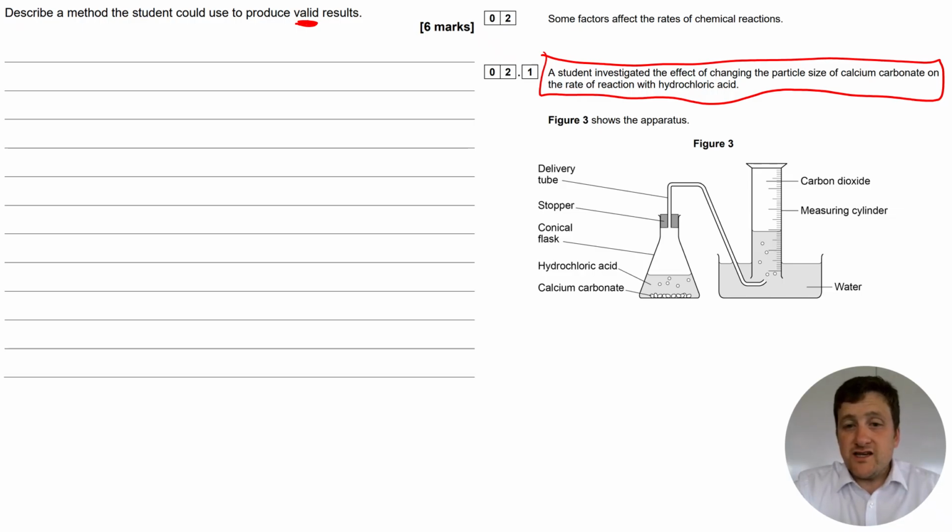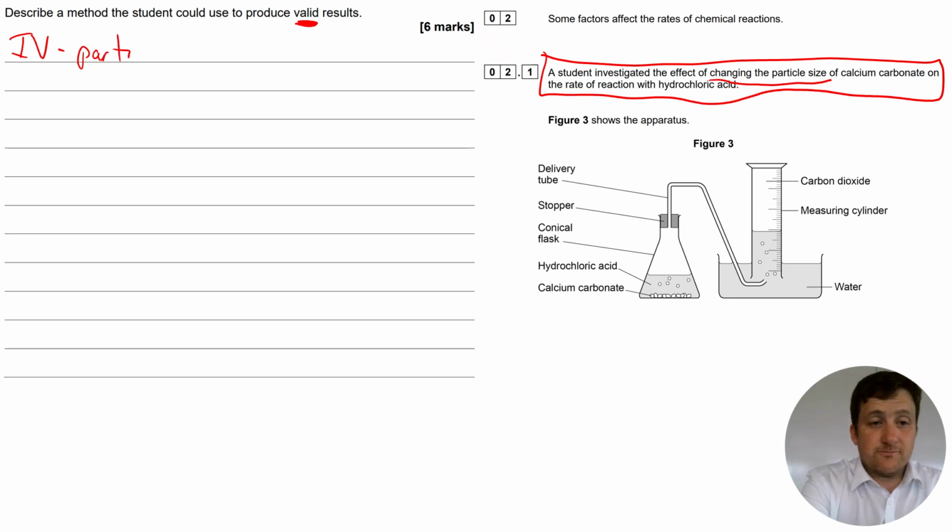The student investigated the effect of changing the particle size of calcium carbonate on the rate of reaction. So what are we changing here? Changing the particle size is nice and easy to read. So I'm going to write straight away at the top, my independent variable is particle size. I'm going to change it.